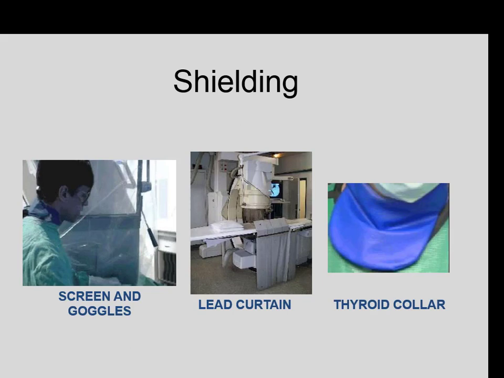Shielding is our third protective measure. We can either have fixed shielding in the form of screens or lead curtains that are attached to our X-ray equipment, or we can wear protective shielding ourselves, such as lead glasses, a lead gown, or a thyroid collar. These are important protective measures to be used within the cardiac cath lab.